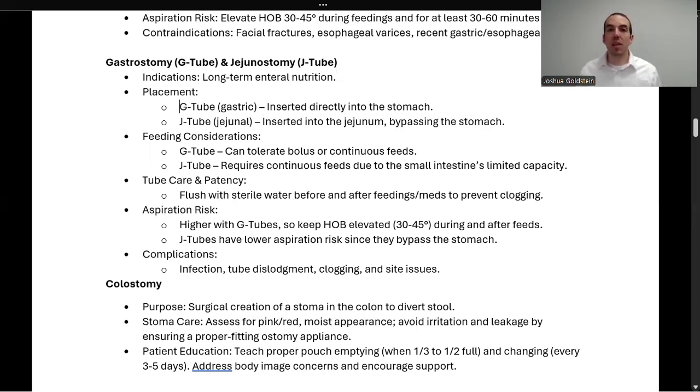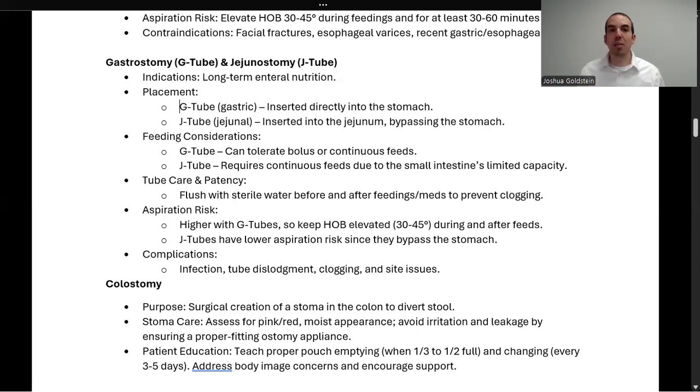When you're taking care of a colostomy, it's a very complex nursing discussion. I'm going to go through the 2-second version. When you're doing it, always assess the site before you're doing anything with it. Assess for the color of the skin. Is it pink? Is it moist? Avoid irritating it, and make sure you keep it dry. And make sure you're using a proper ostomy appliance.